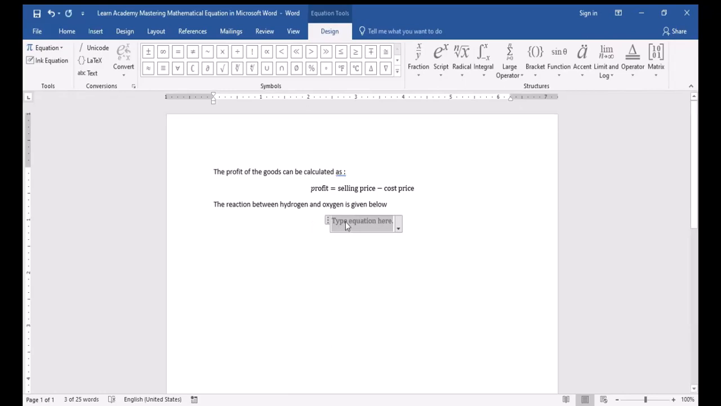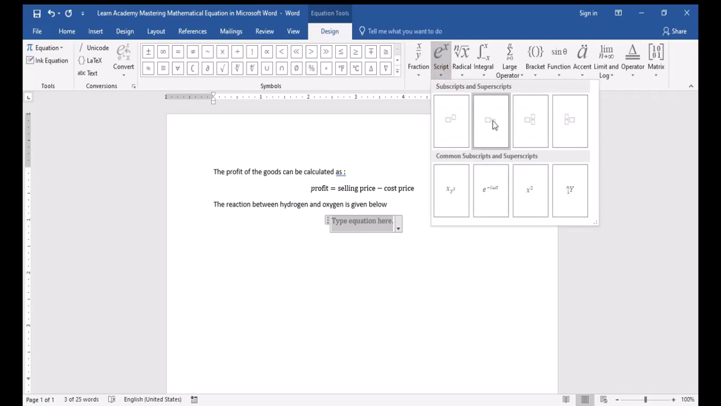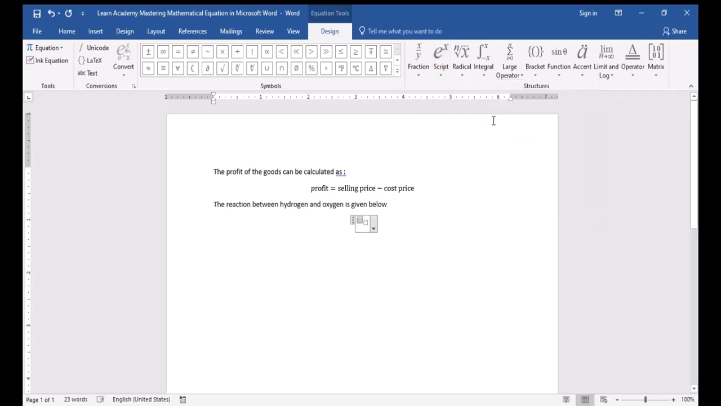We're going to be using 2 molecules of hydrogen, which means I'm going to have a subscript. So I come to the script, put in my subscript, then I put my H, then subscript 2, then hydrogen. Then I have my plus. Oh, sorry, I have to move out of the subscript first. Then I have my plus. Then I want to add just a single atom of oxygen, so I have my O.